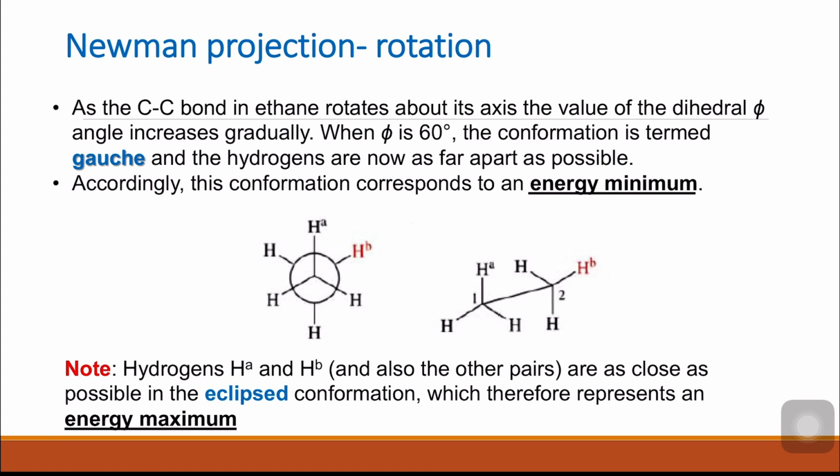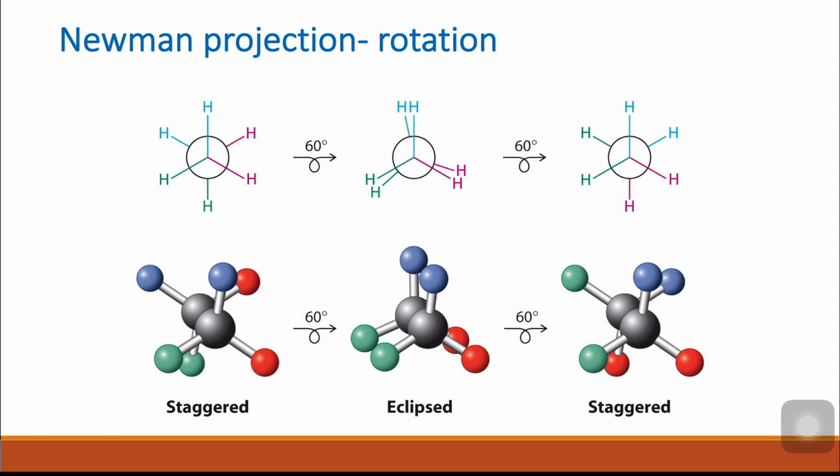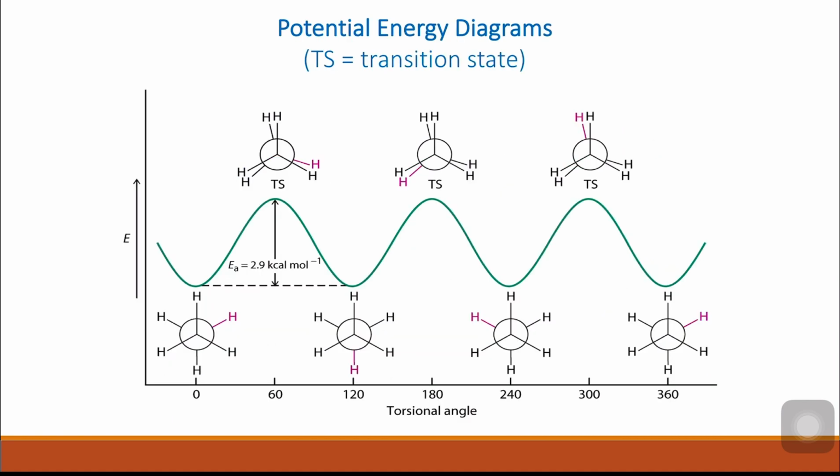or the staggered conformation, or the staggered rotamer. As we said, the staggered one represents an energy minimum, and the eclipsed one represents an energy maximum, because there is no repulsion between the hydrogens in the staggered form. The hydrogens are kept as far away from each other in space compared to the eclipsed form. So if we start with the staggered form, with the torsional angle 0, and then we rotate 60 degrees, we will end up with the eclipsed form where the atoms are just behind each other.